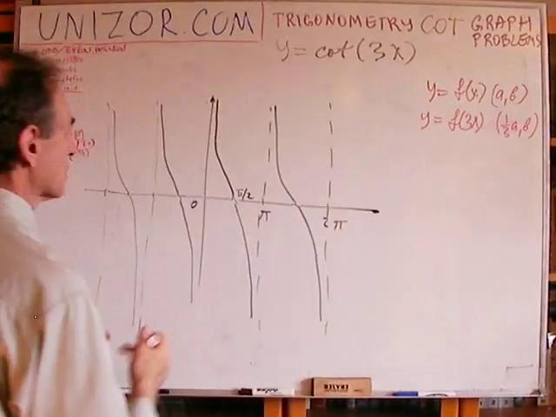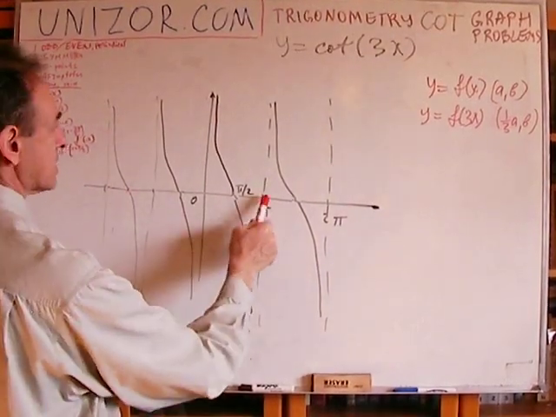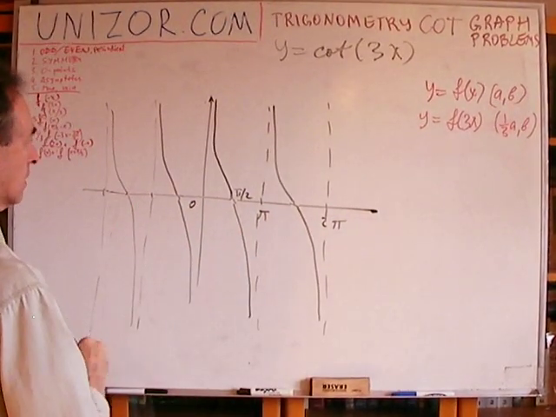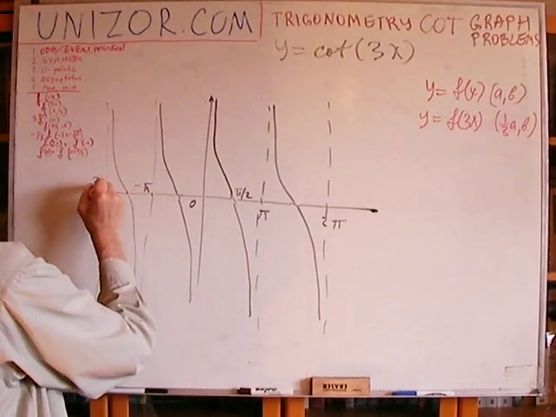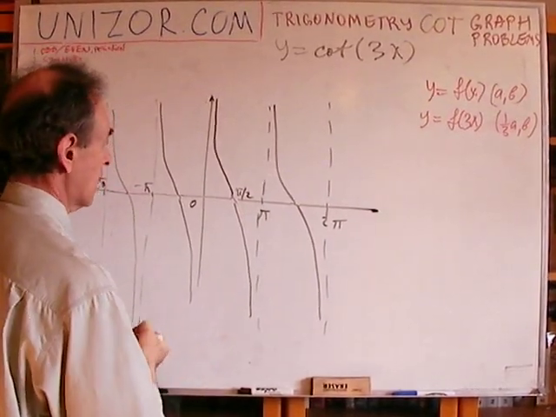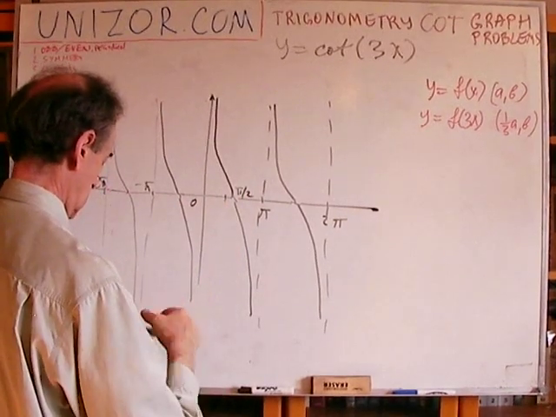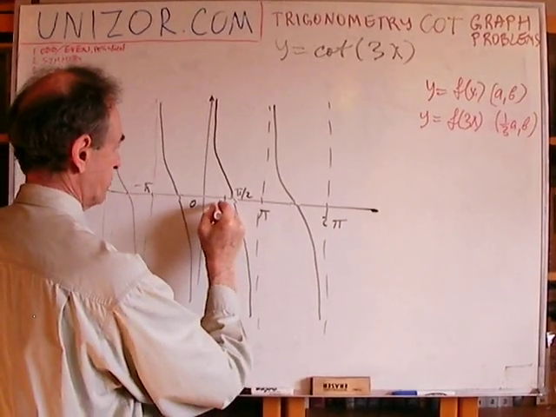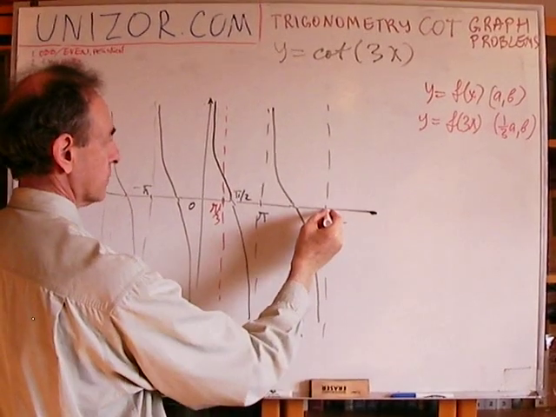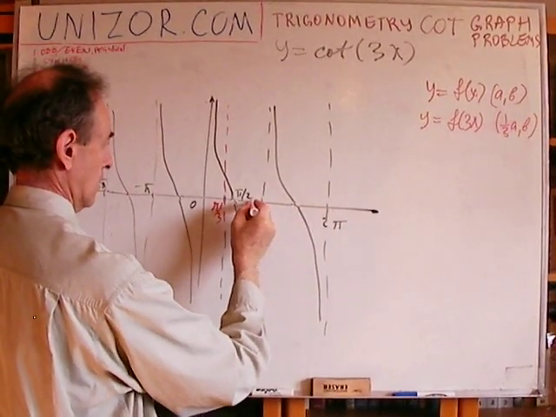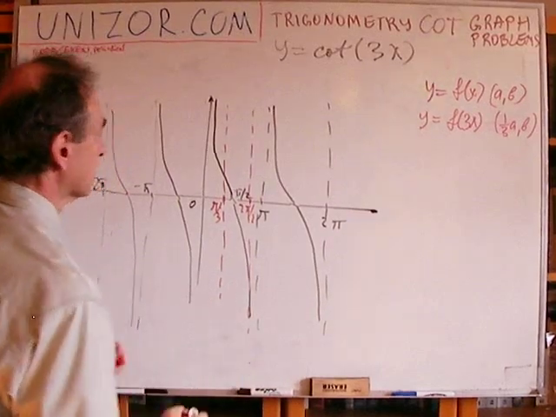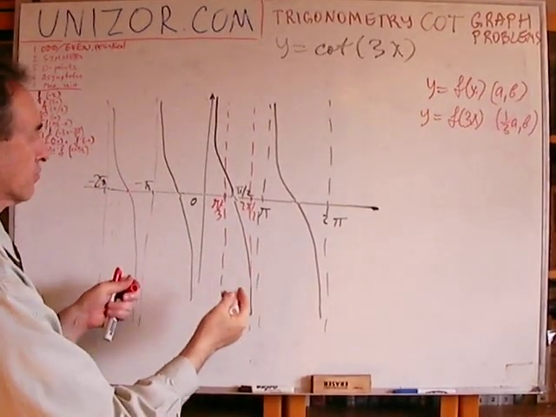So the whole graph will squeeze in, which means that these asymptotes would not be at 0, pi, 2 pi, or minus pi, and minus 2 pi. They would be correspondingly 3 times narrower, which means I will have here an asymptote at pi over 3. And instead of 2 pi, I will have 2 pi over 3, which is somewhere here. And the graph would be exactly like this in shape, but squeezed in.